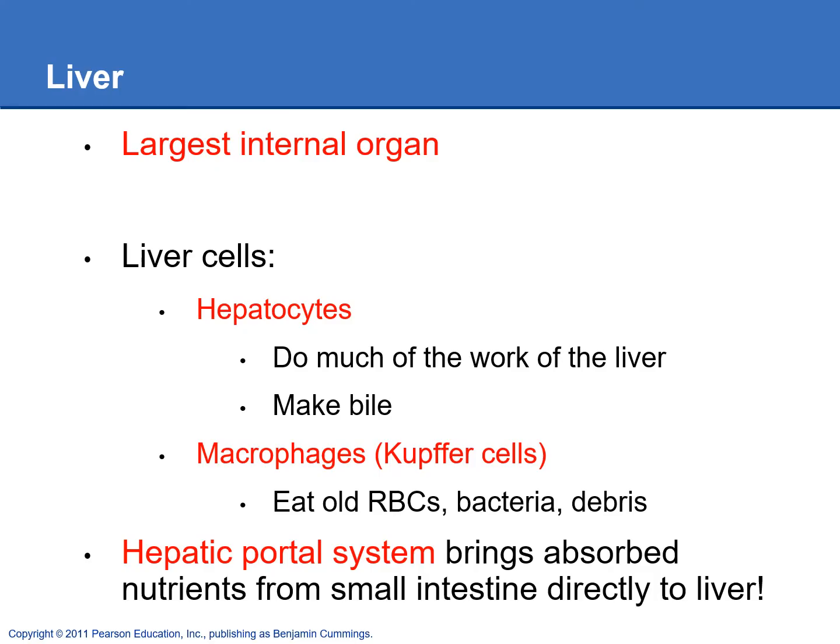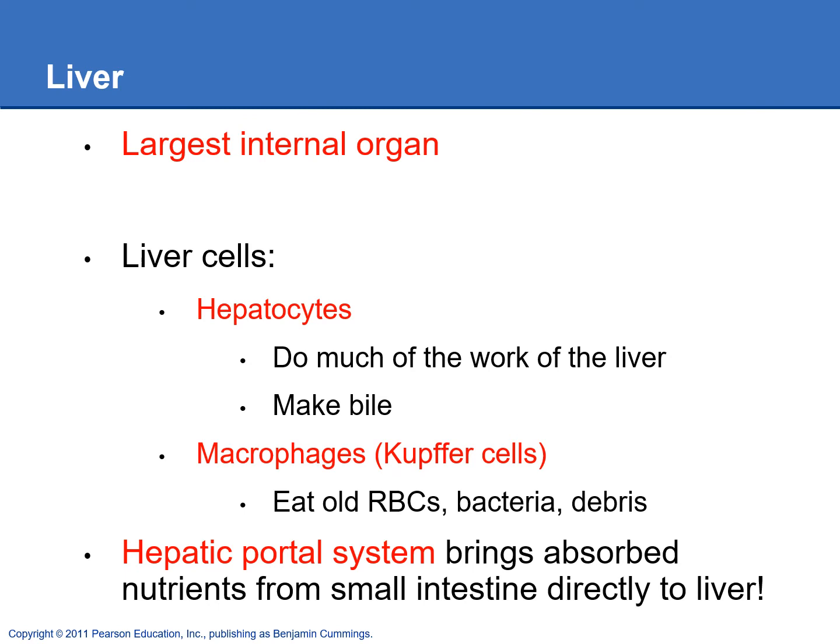The liver is the largest internal organ in the body, and it has over 200 different functions, so it does a lot of things for the body. There's two different types of liver cells. The hepatocytes do much of the work of the liver, and they will make the bile. Hepato just means liver. The other type of cells are macrophages, also called Kupffer cells.